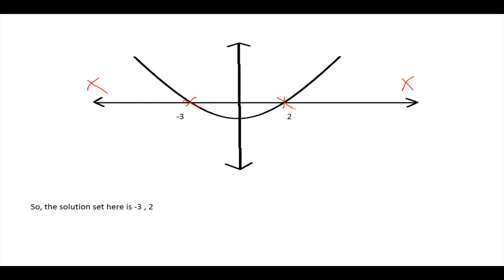The intercept here is -3 and -2. So the solution that we have here is -3 and 2. So the solution of the second quadratic equation we have here is -3 and -2.